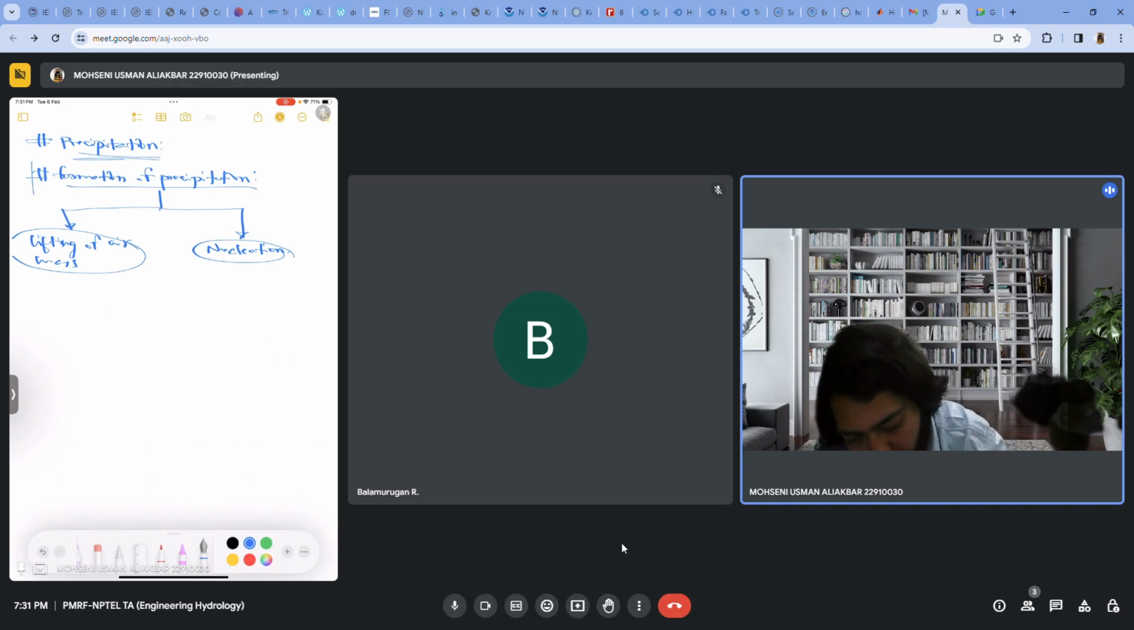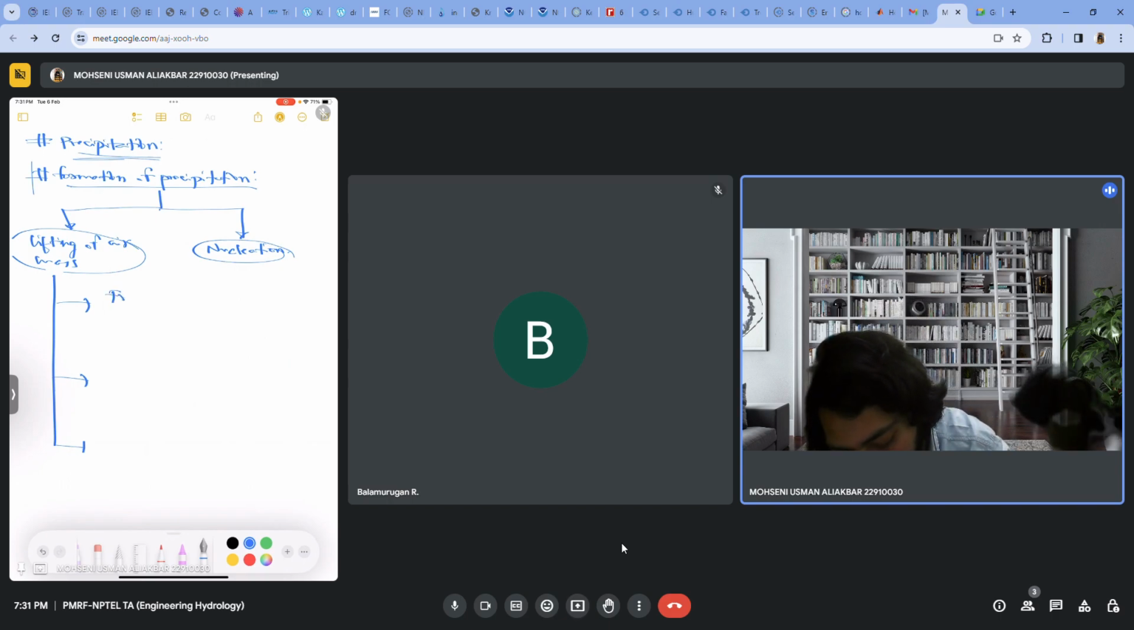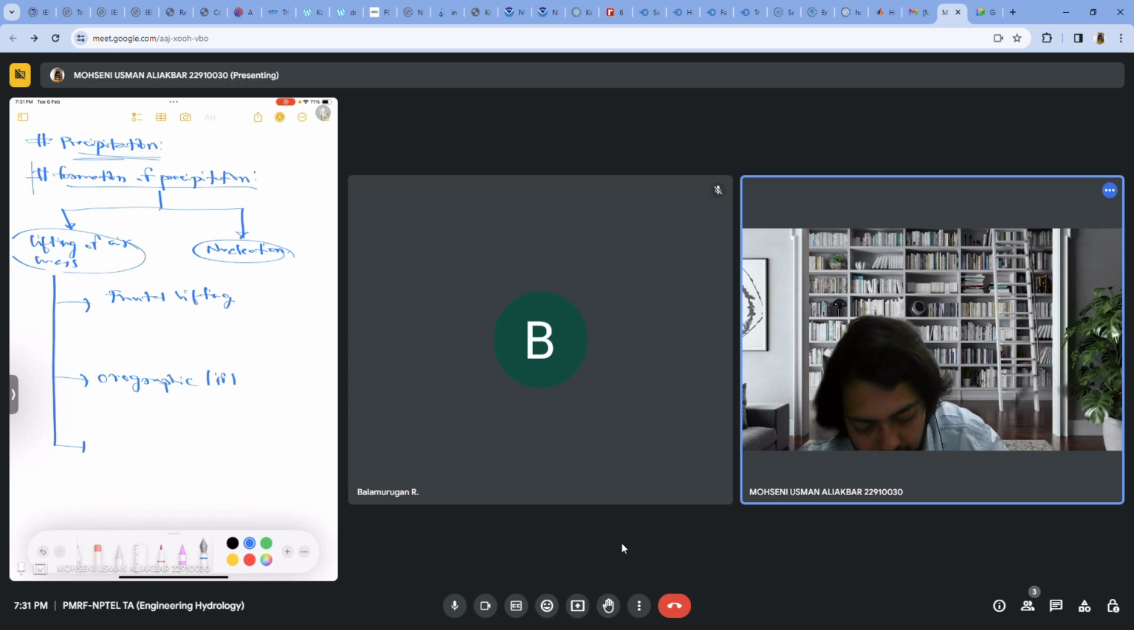So now, how does an air mass lift? To understand that, there are three different processes under which it can happen. The first process is called frontal lifting. The second process is called orographic lifting. And the last one is called convective lifting.